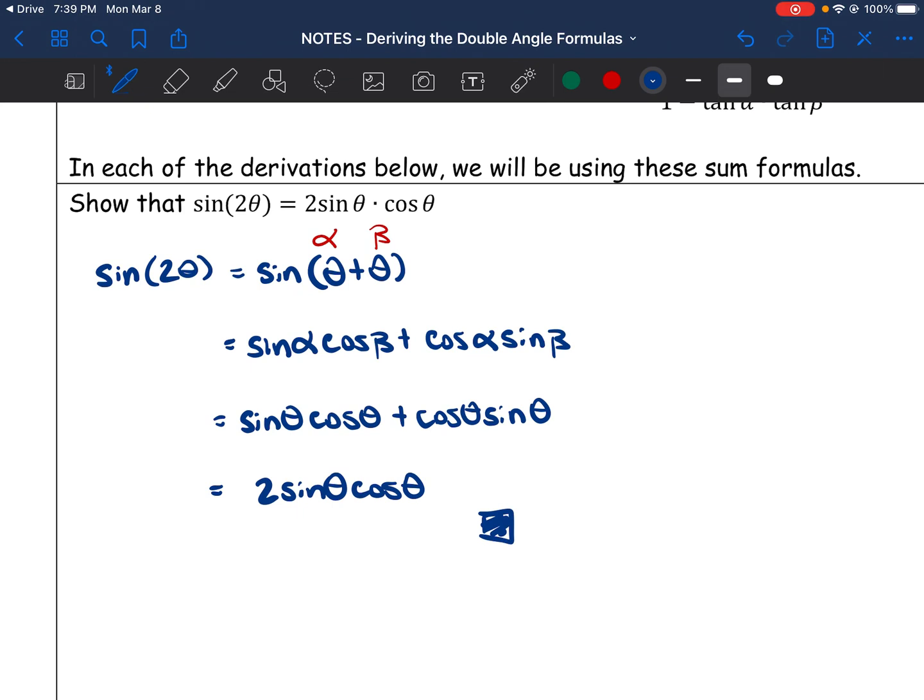Okay, so again, pretty easy concept. We're using the fact that 2 theta is the same as theta plus theta, and then we have it rewritten as a sum of angles. We can use the addition formula or the sum formula for sine. Let's apply the same concept to both cosine and tangent.